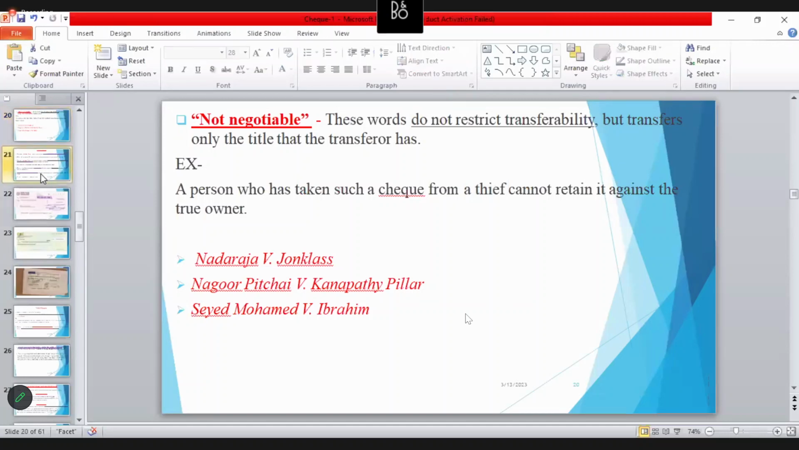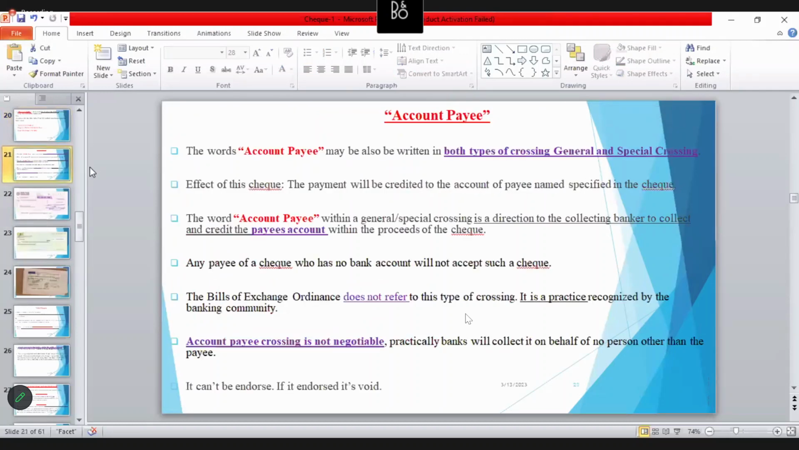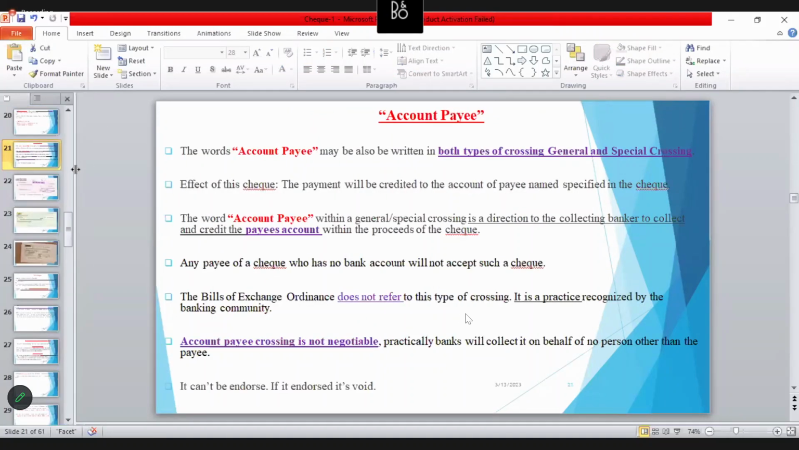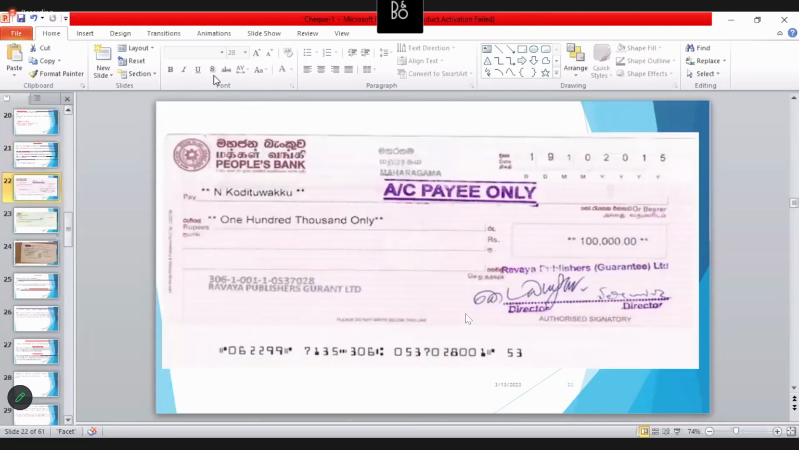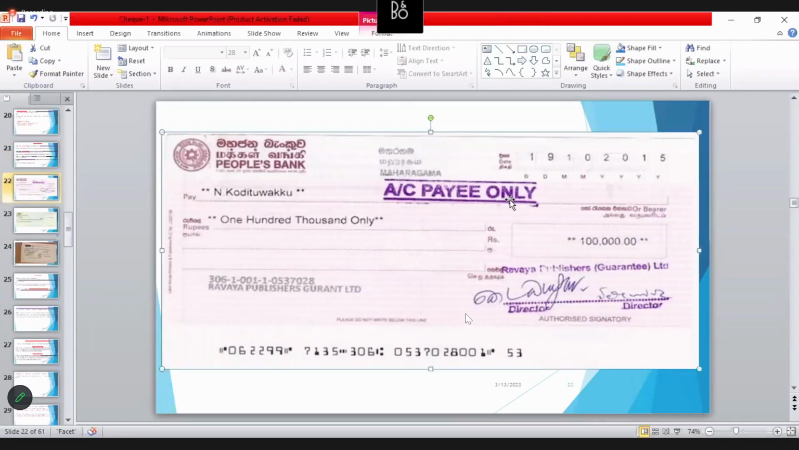Okay. Then we move on to account payee. You may have heard about it from your father, mother, sister, brother: the account payee check. What is an account payee check? See some examples. This is a People's Bank check. Within these two parallel lines, they mention A/C, meaning account payee only. Within the two parallel lines, they mention account payee only.